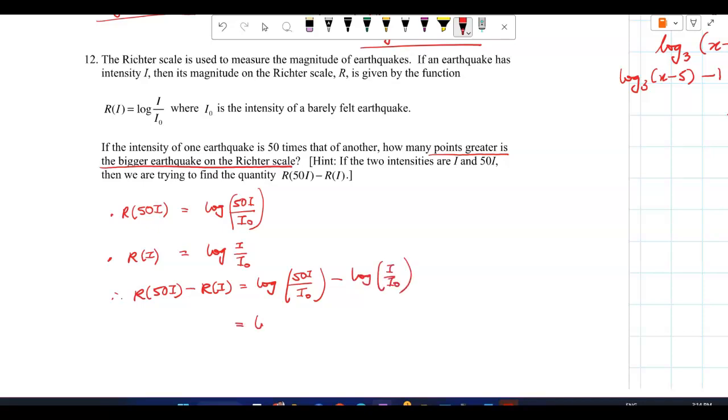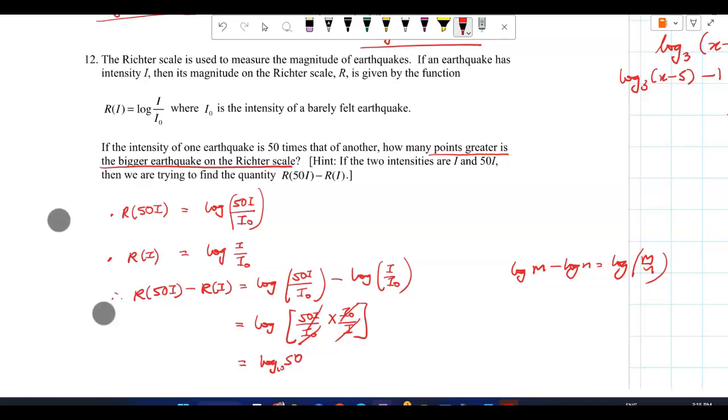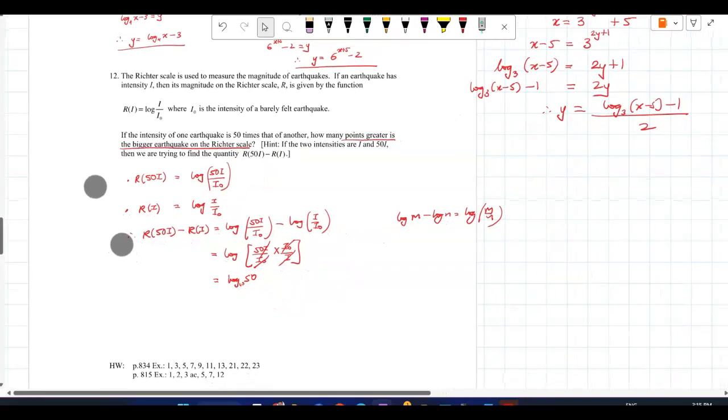Combine this into a single log. So log 50 upon I naught. What's the rule of log m minus log n? Divide, right? Then divided means we multiply by the reciprocal. So this and this cancel. This and this cancel. So what is that? Log 50. Now when there's no base, what's the base? 10. So that's your Richter scale difference basically. Okay.